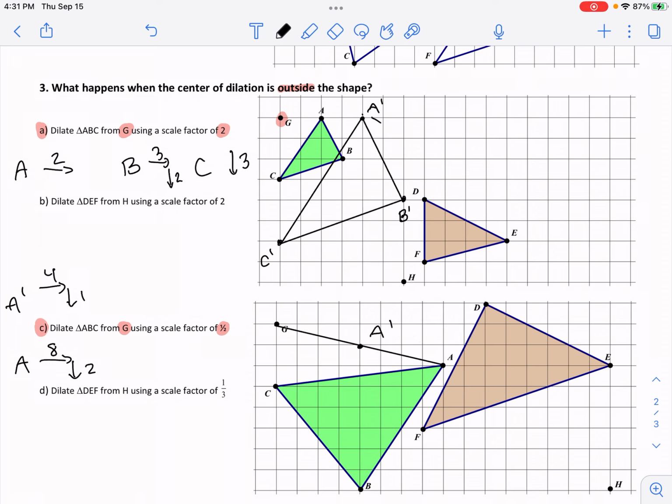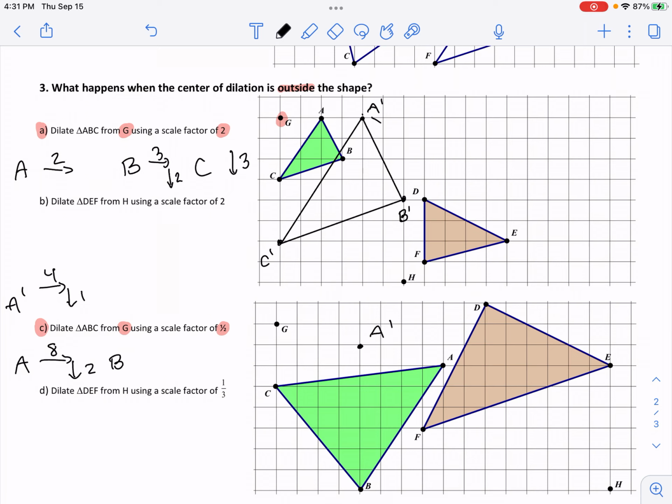Now I'm going to connect here, G, A prime, to A. This shows you that A prime is what we call in geometry the midpoint, right? It's directly in between our center of dilation and our pre-image point if this is a reduction. Anyways, I'm going to get rid of that because that's actually not part of the triangle. B.